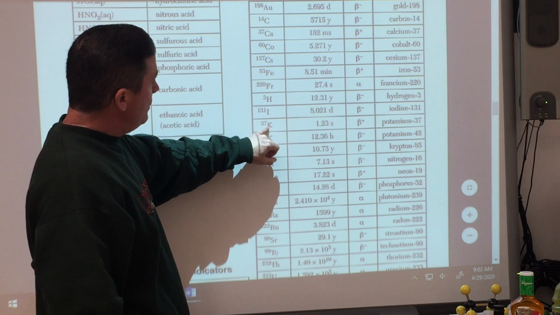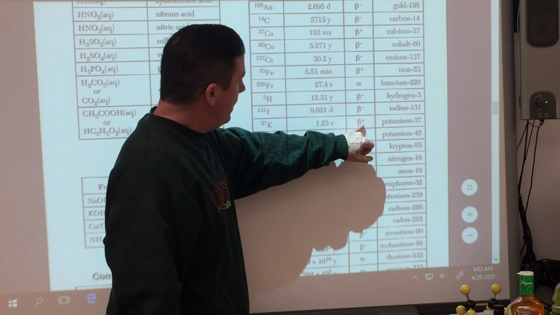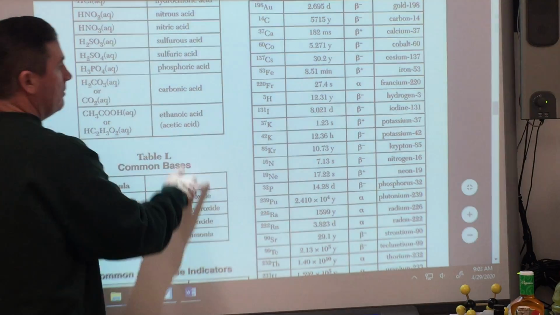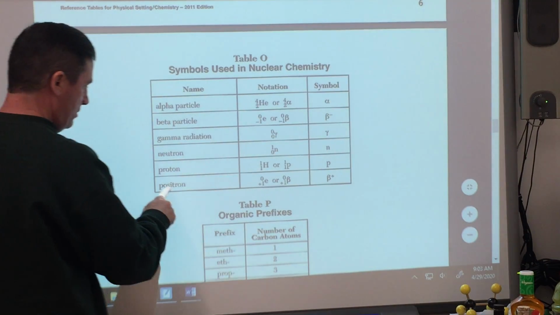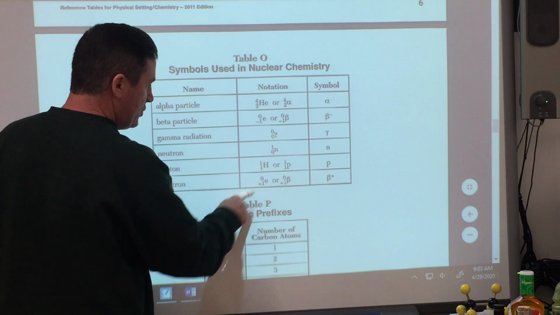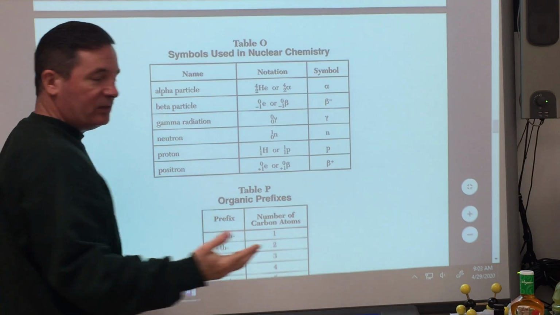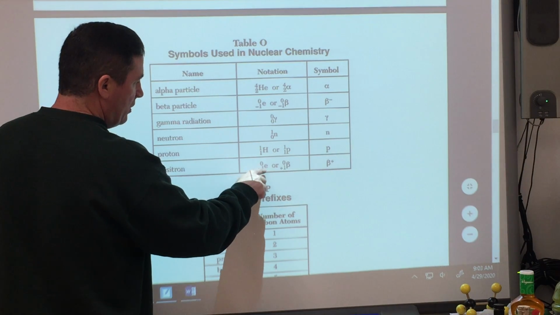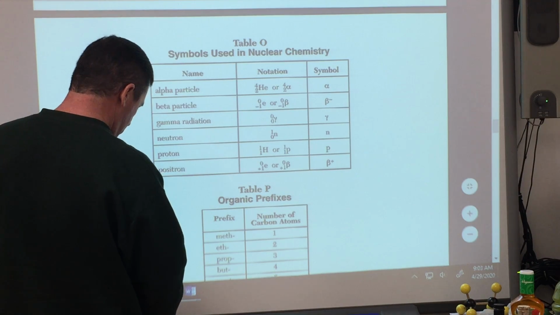decay? Potassium is going to lose a positron. So this is a positron. And what is a positron? Here it is, and here's its charge. So it's a 0. It's basically an electron that has a positive charge. So it's a 0 and then a positive 1. So let's look at the homework.